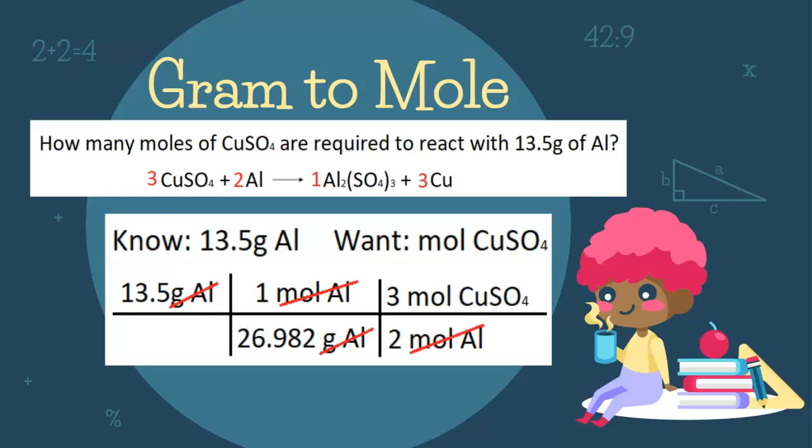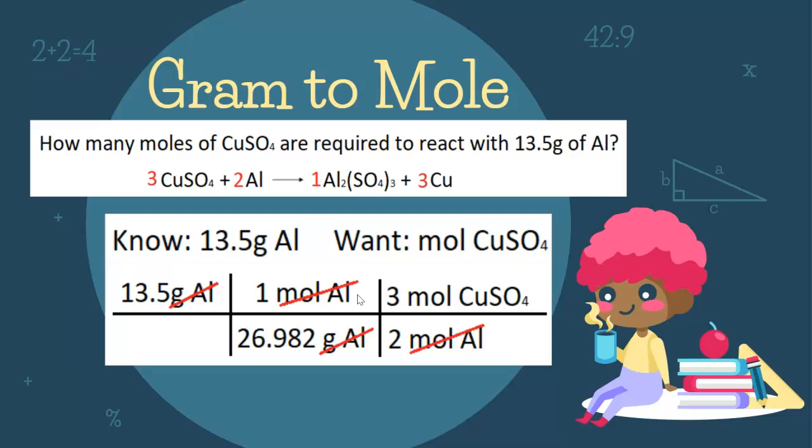We always start with what we know, so we know we have 13.5 grams of Al. We have to turn our grams into moles first before we can use the mole ratio. We know that the relationship between moles and grams is 1 mole equals the molar mass in grams. If we have grams of Al on top, we want grams of Al at the bottom. The molar mass is your grams, so this is the molar mass of Al, which is 26.982. In this case, we found that from the periodic table since Al is an element. And the molar mass is equal to 1 mole, so 1 mole of Al.